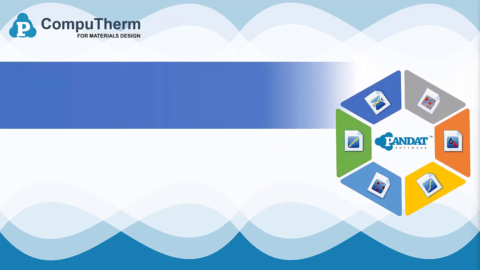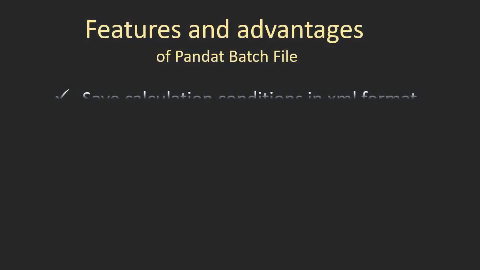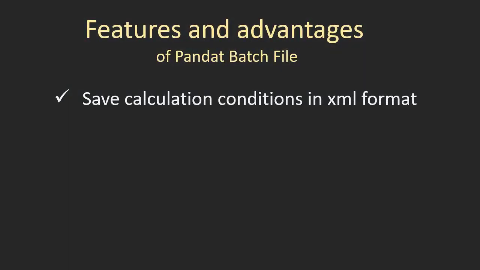This video demonstrates how to save calculation conditions into a batch file, edit a batch file, and perform calculations using batch files. A batch file is used to record Pandat calculation conditions in XML format. It can be saved and edited, and be used to perform a calculation later.